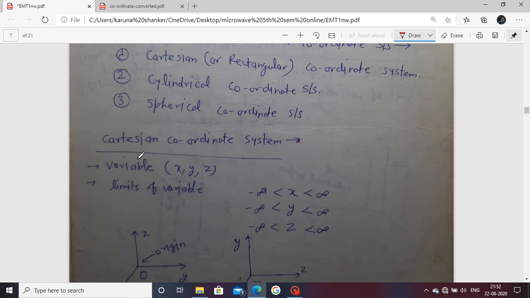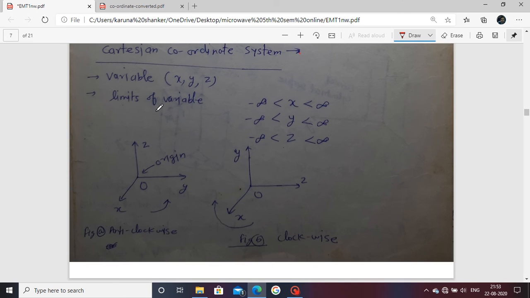We move to the Cartesian coordinate system. The variables used are x, y, z. These variables mean three dimensions. You see here the x axis, y axis, and z axis. This one is taken as anti-clockwise, meaning x, y, z are taken in this direction. This represents the clockwise direction, meaning x, y, z are taken in this direction.